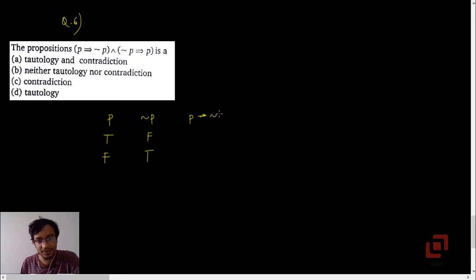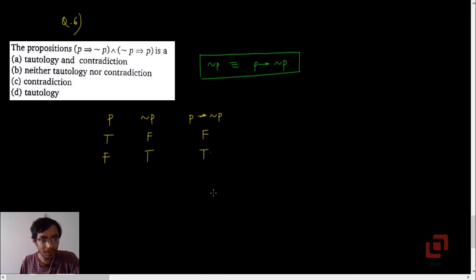P implies negation P. First one will be false, second one will be true. Okay, see now what does it mean? It means negation P is actually logically equivalent to P implies negation P. So that is the additional result that we have got as a part of this sum, because both have the same truth columns, FT and FT.